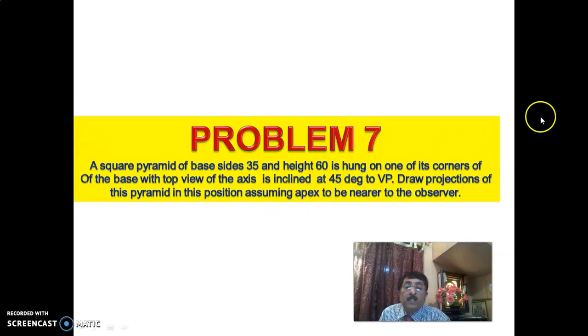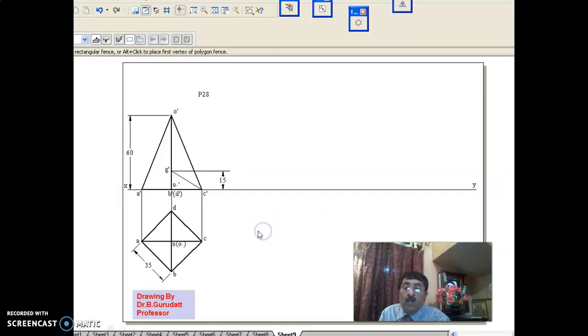Now in this problem, you start like this only. Draw the square pyramid. In the top view you draw A, B, C, D, OA, OB, OC, OD, O1 is the axis, 35 is the side. Take the front view. This is A dash. Looking from the front, B can be seen, D cannot be seen, B dash bracket D dash, C dash, and height is 60, O dash apex is at 60.